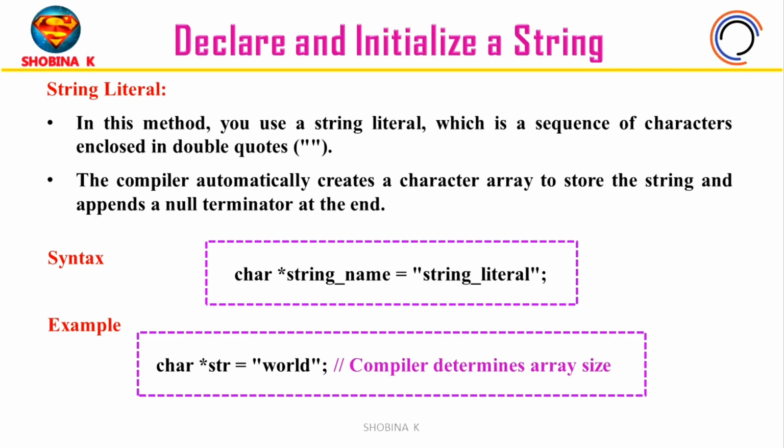Look at this example. Here we declared a pointer to a character named str. This means str will store the memory address of the first character of the string. Next, the equal sign. Here it is not an assignment operator, but rather it is used for initialization. World, this is the string literal, a sequence of characters enclosed in double quotes. It represents the string world. So when you assign a string literal to a character pointer like char asterisk str, the compiler automatically creates a character array to hold the string and initializes the pointer str to point to the first character of this array.